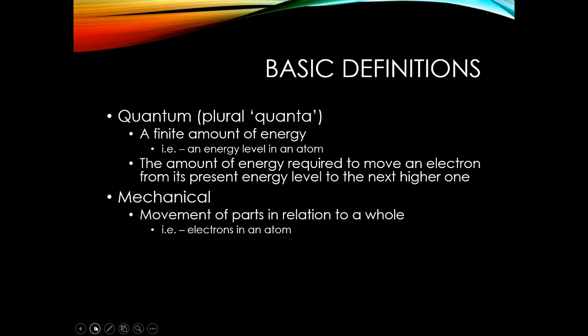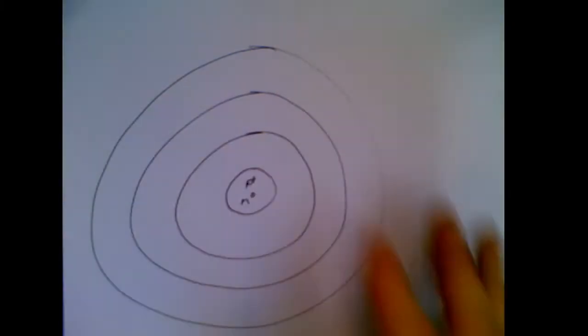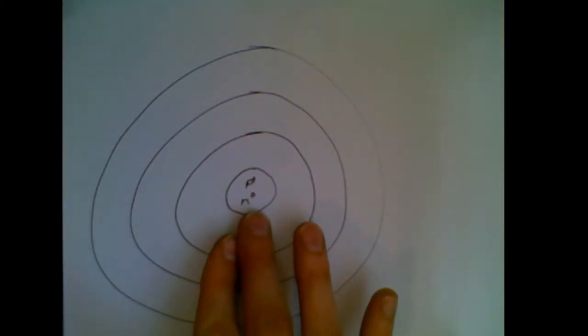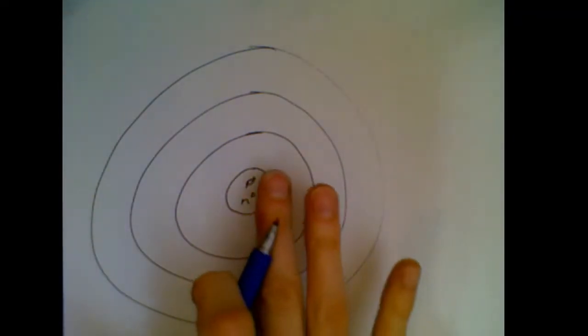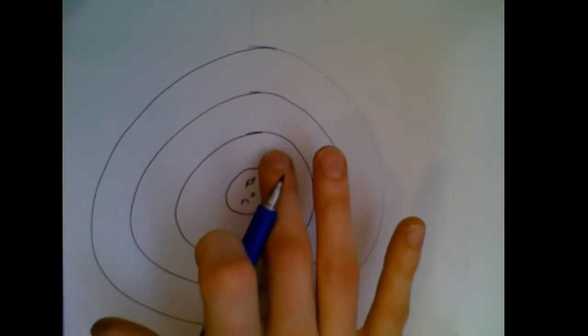So I think the best way to illustrate this is using a model that we've actually already worked with, and that is called the Bohr model of the atom. So let's take a look at a Bohr model of an atom. It looks something like this, right? It has the nucleus in the center with the protons and neutrons, and then the electrons exist at specific energies, or in other words, at specific quanta.